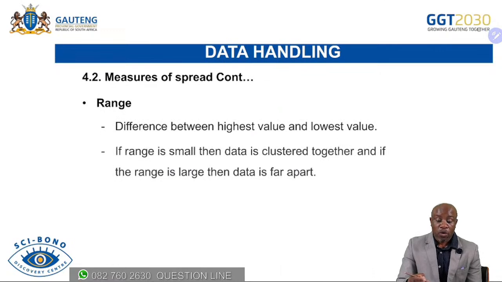If the range is small, that means the data is clustered together. In other words, the data is closely knit. The values differ by small margins. If the range is large, then the data is far apart.